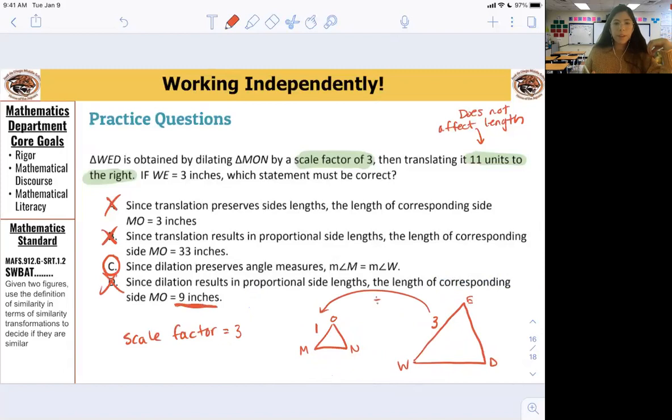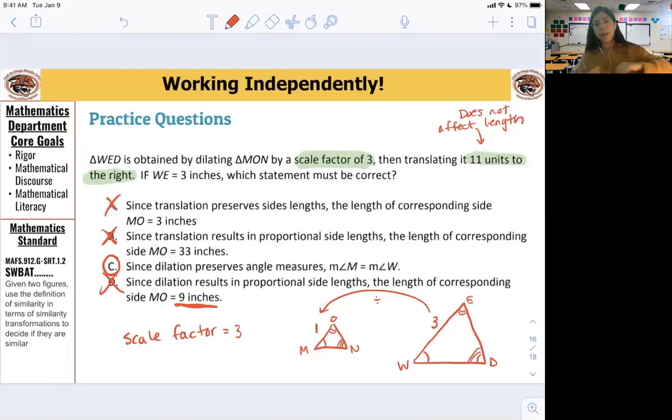Divide by 3. And then finally, C is correct because we know that dilations preserve angle measures, which means that angle M is congruent to angle W. That one was 100% true. We know that dilations and similarity, similar figures, have proportional side lengths, but all the angles remain congruent all the way through. So O is congruent to E, and N is congruent to D.